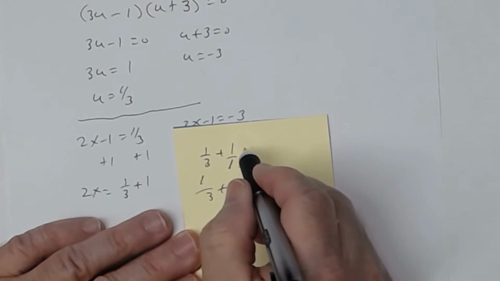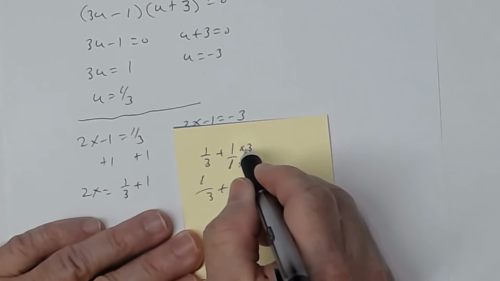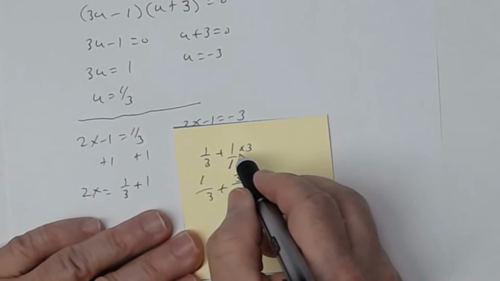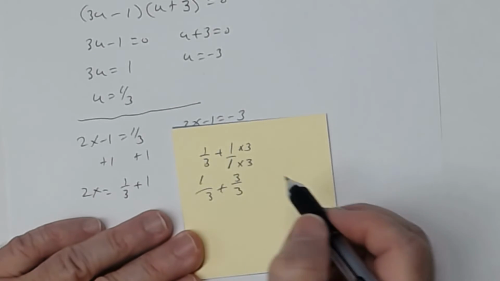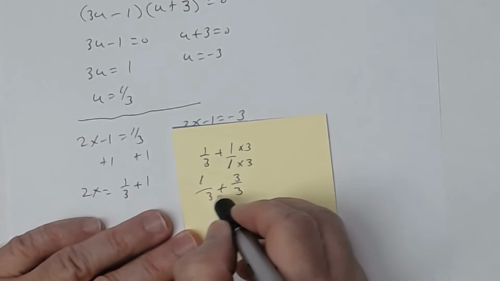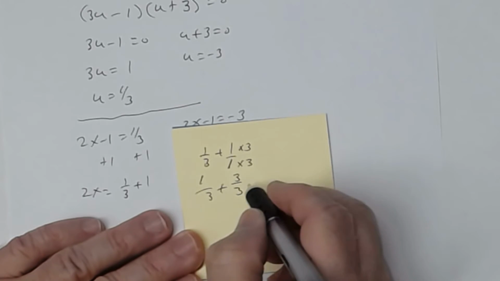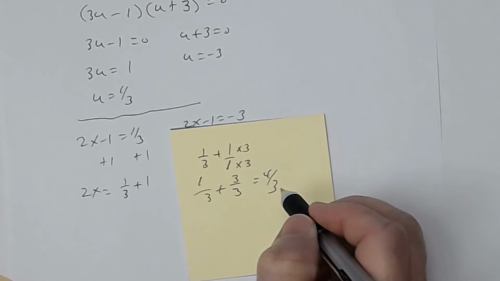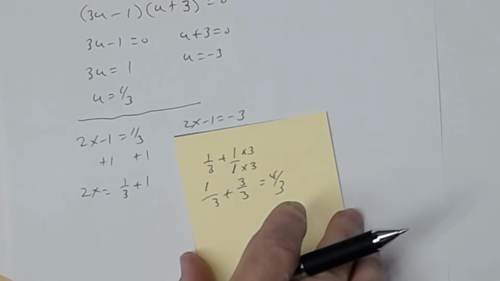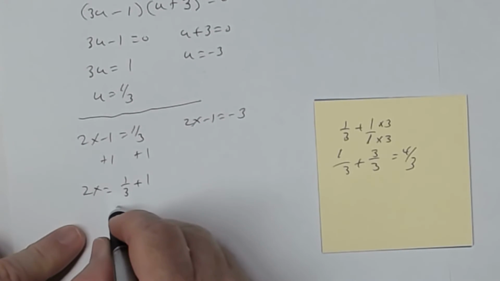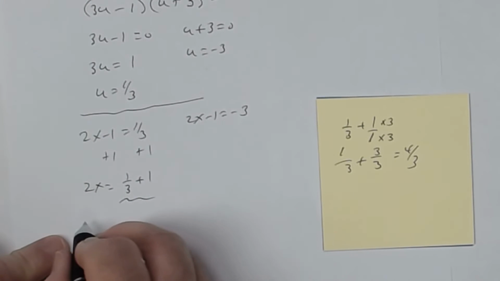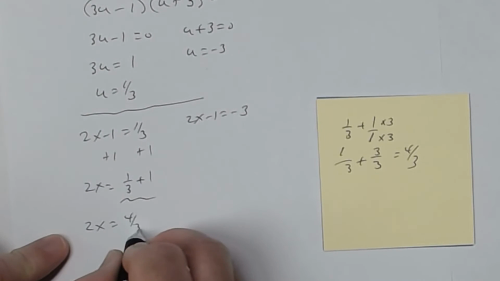But what I do to the denominator, I do to the numerator. So 1 times 3 is 3. Makes sense, right? Because 3 divided by 3 is 1. And now I can add those fractions. 1/3 plus 3/3 is 4/3. All right, so now this side is now 4/3. So I get 2x equals 4/3.